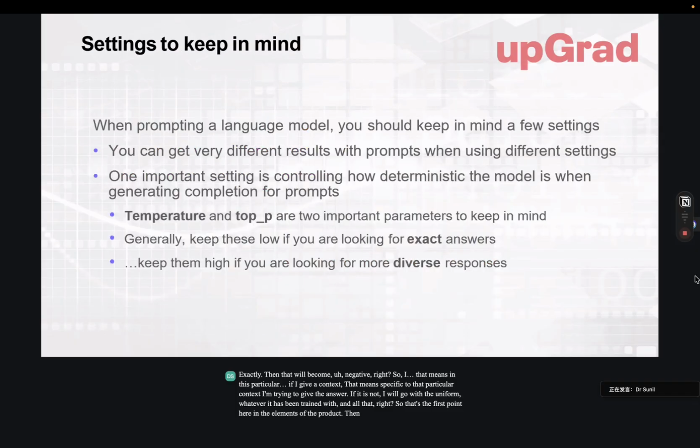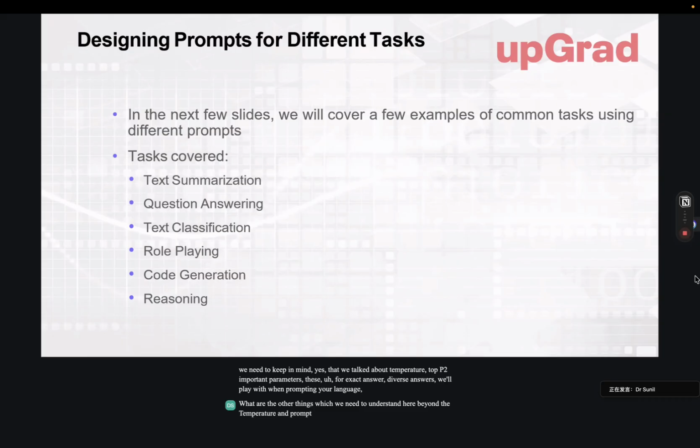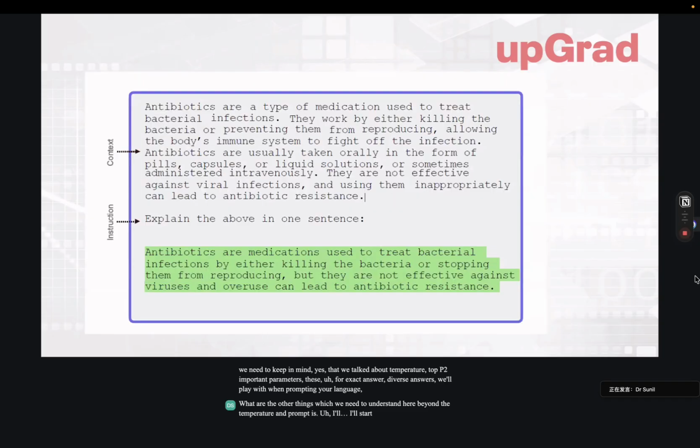Then what we need to keep in mind, yes, is that we talked about temperature and top-p, two important parameters. For exact answers or diverse answers, we'll play with these when prompting the language model. What are the other things we need to understand here beyond temperature and top-p? I'll start talking on that next.